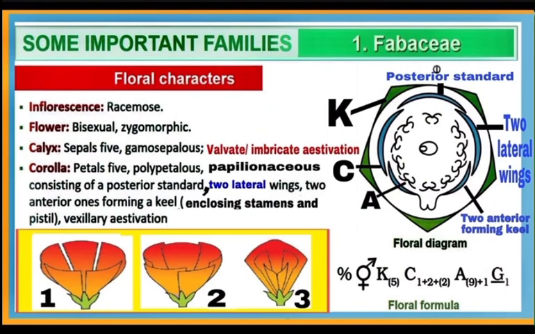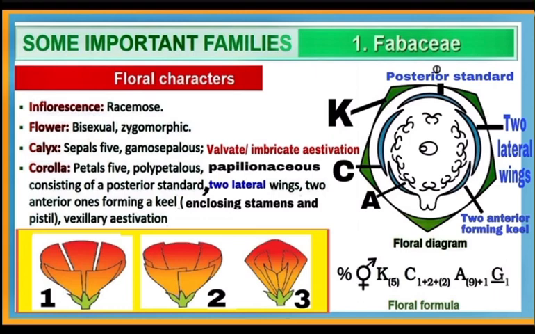Next come to floral characters. See the inflorescence. What is inflorescence? It is the arrangement of flowers on the stalk, and it is of racemose type where the flower is not present on the tip. Flower is bisexual and it is zygomorphic. Now come to calyx. Calyx or sepals are 5 in number. They are gamosepalous, meaning united with each other, and have valvate or imbricate type of aestivation as shown in diagrams 1 and 2 given below.